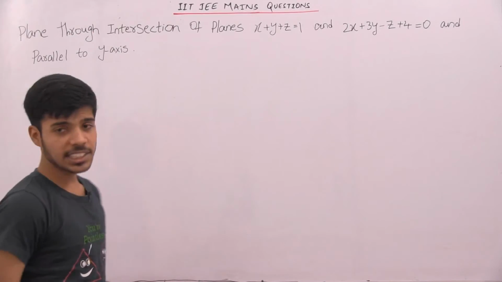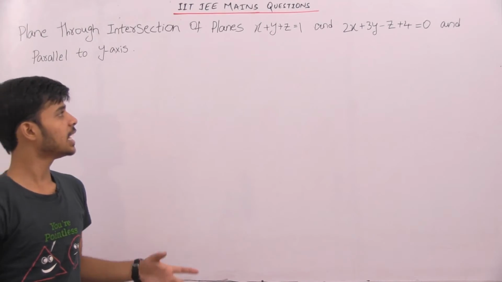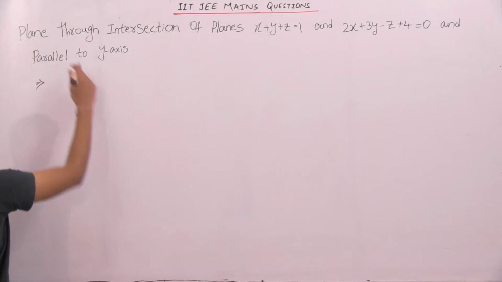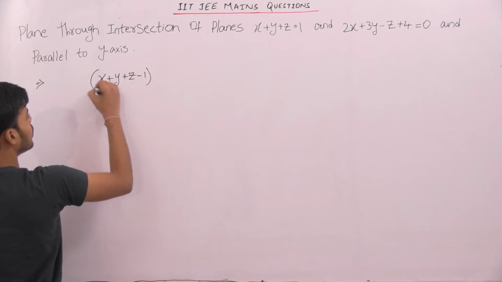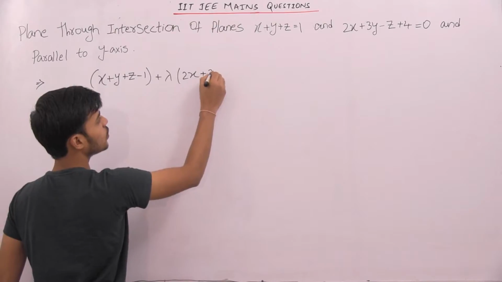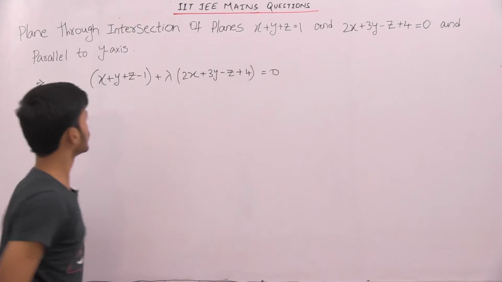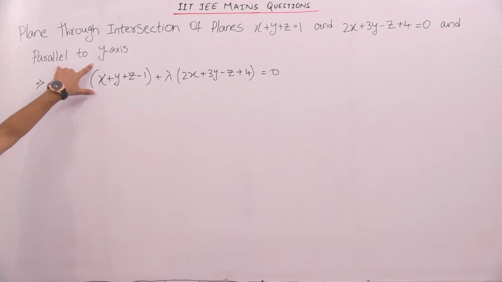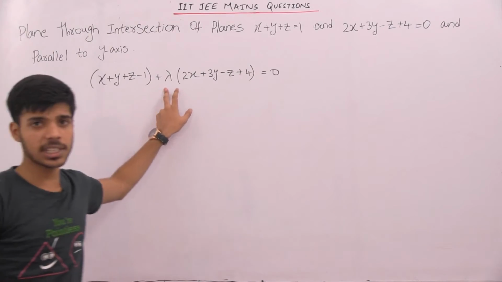So even in straight lines and in other topics, if we are given such equations, then we usually write the equation of this plane as x plus y plus z minus 1 plus some constant lambda into the other equation 2x plus 3y minus z plus 4 equal to 0. So this is the equation of this plane, but we have another condition, parallel to the y axis. We will use this information to find the value of the constant lambda.